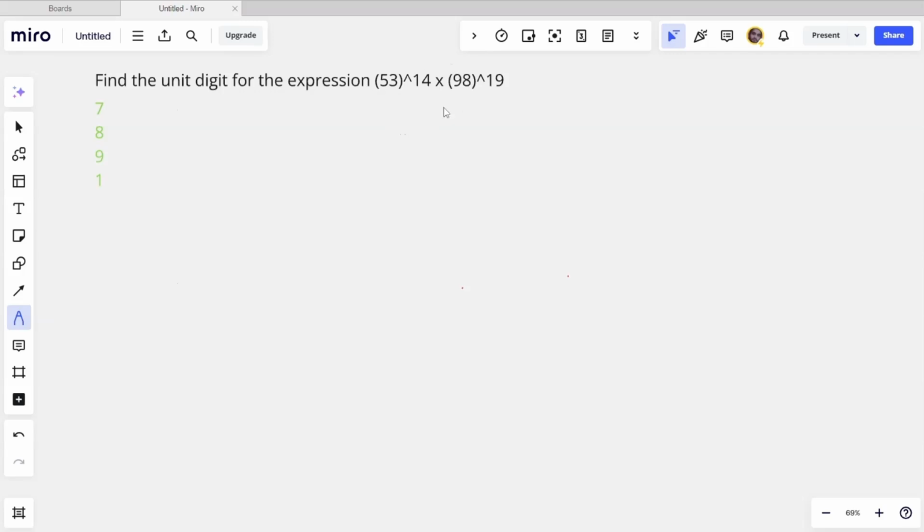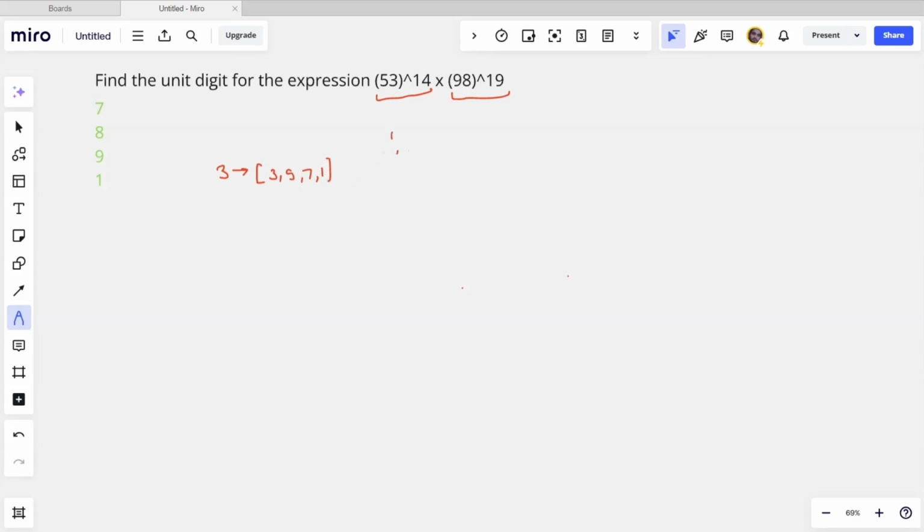So this is the complete expression, and we can say that this is the first part of the expression and this is the second part of the expression. So we will solve the first part first. As we know the concept of power cycle, we need to find out the power cycle of 3. What is the power cycle of 3, which will be 3, 9, 7, 1. So we have 4 elements in our power cycle.